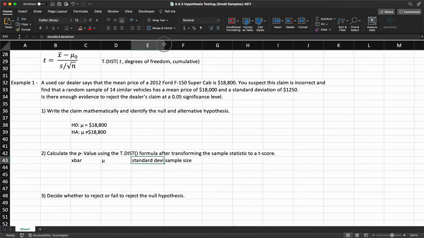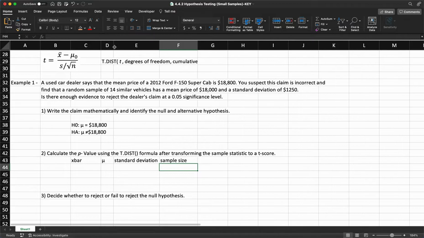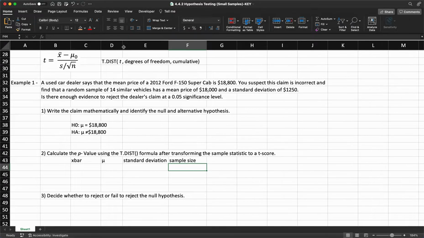Now, standard deviation in this case, I could skip right to, we know that s divided by the square root of n is also just the standard error, so I could have just written standard error and gotten rid of the sample size. But it's important to note when we're going to find our t-score from the t.dist function, we need to know what the degrees of freedom are, and that's going to be based on the sample size as well. So I just like to have that written down.